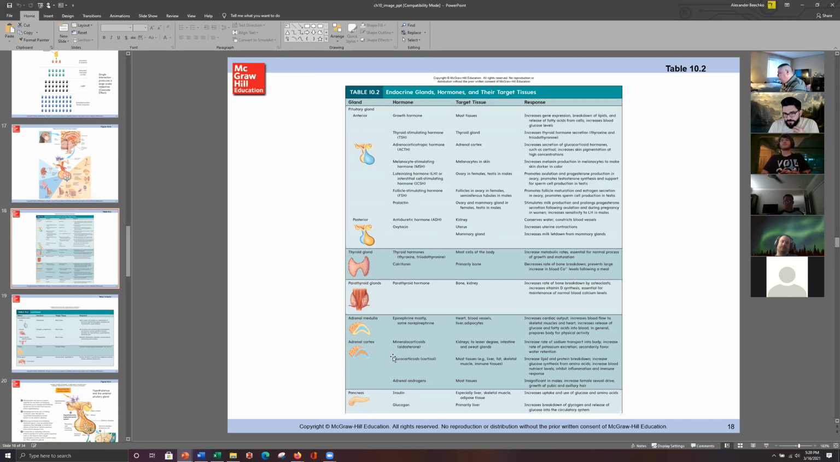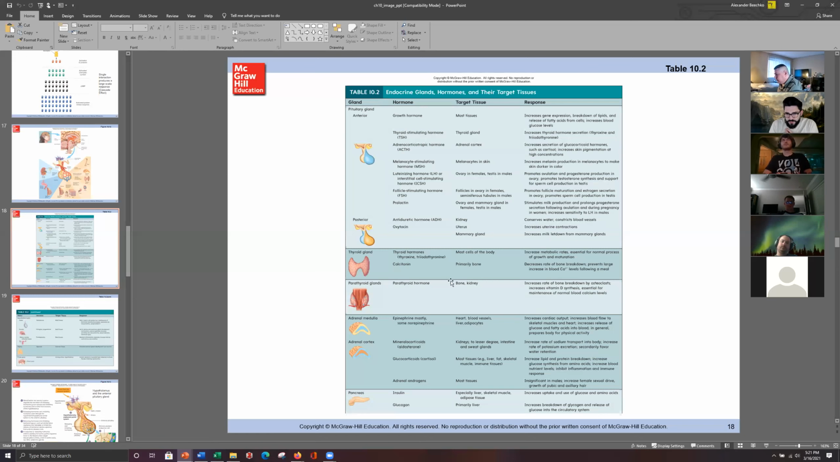Then we've got some various other glands on here. So thyroid gland, thyroid hormones, thyroxine, triiodothyronine, most cells of the body, increases metabolic rates, essential for normal processes of growth and maturation in most cells. Calcitonin primarily acts on bone, decreases rate of bone breakdown. In other words, it inhibits osteoclast activity, prevents large increases in blood calcium levels following a meal. So large levels of calcium in the blood can be indicative of a lot of different things, one of them being an underactive thyroid gland. There could also be some issues going on with the kidneys as well.